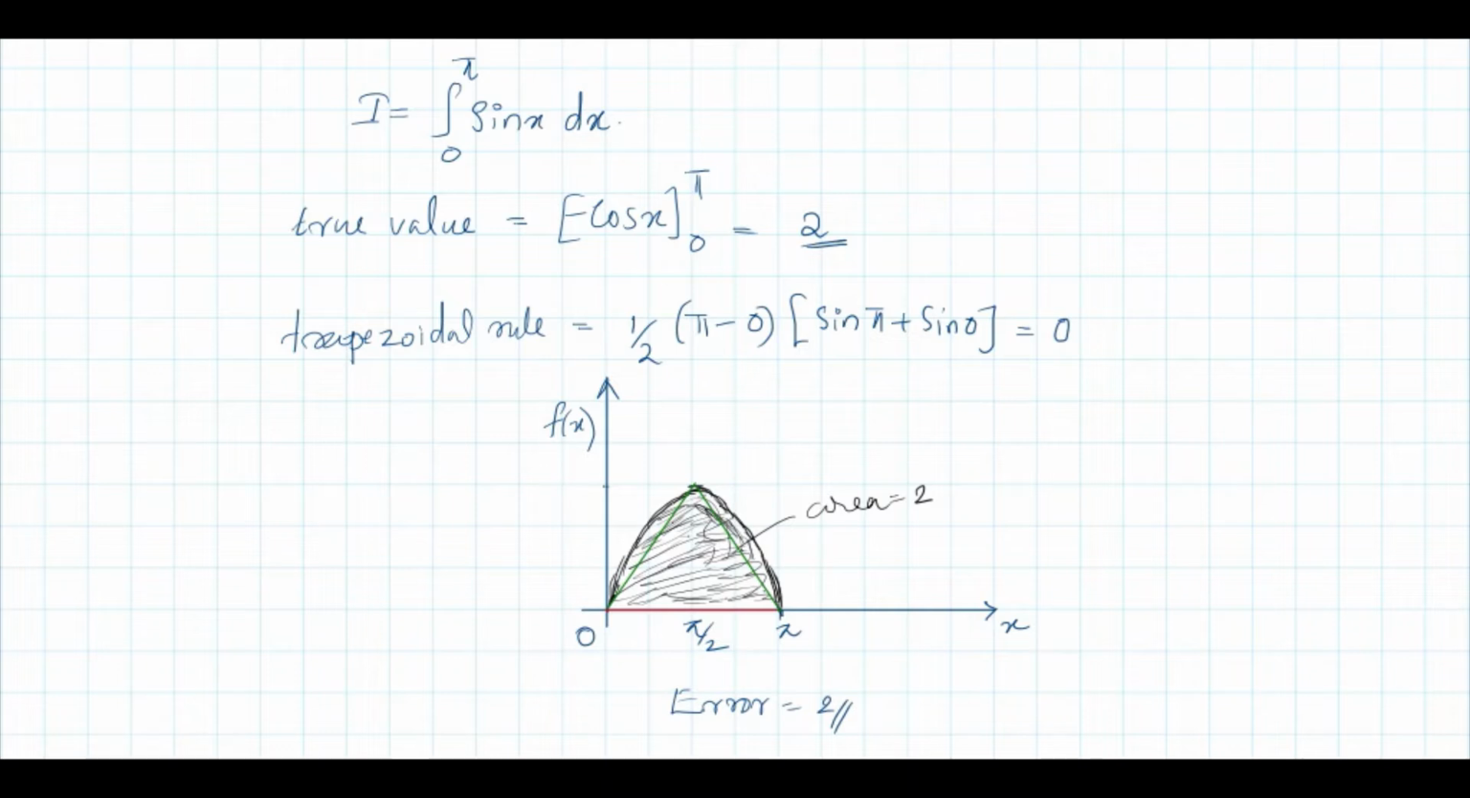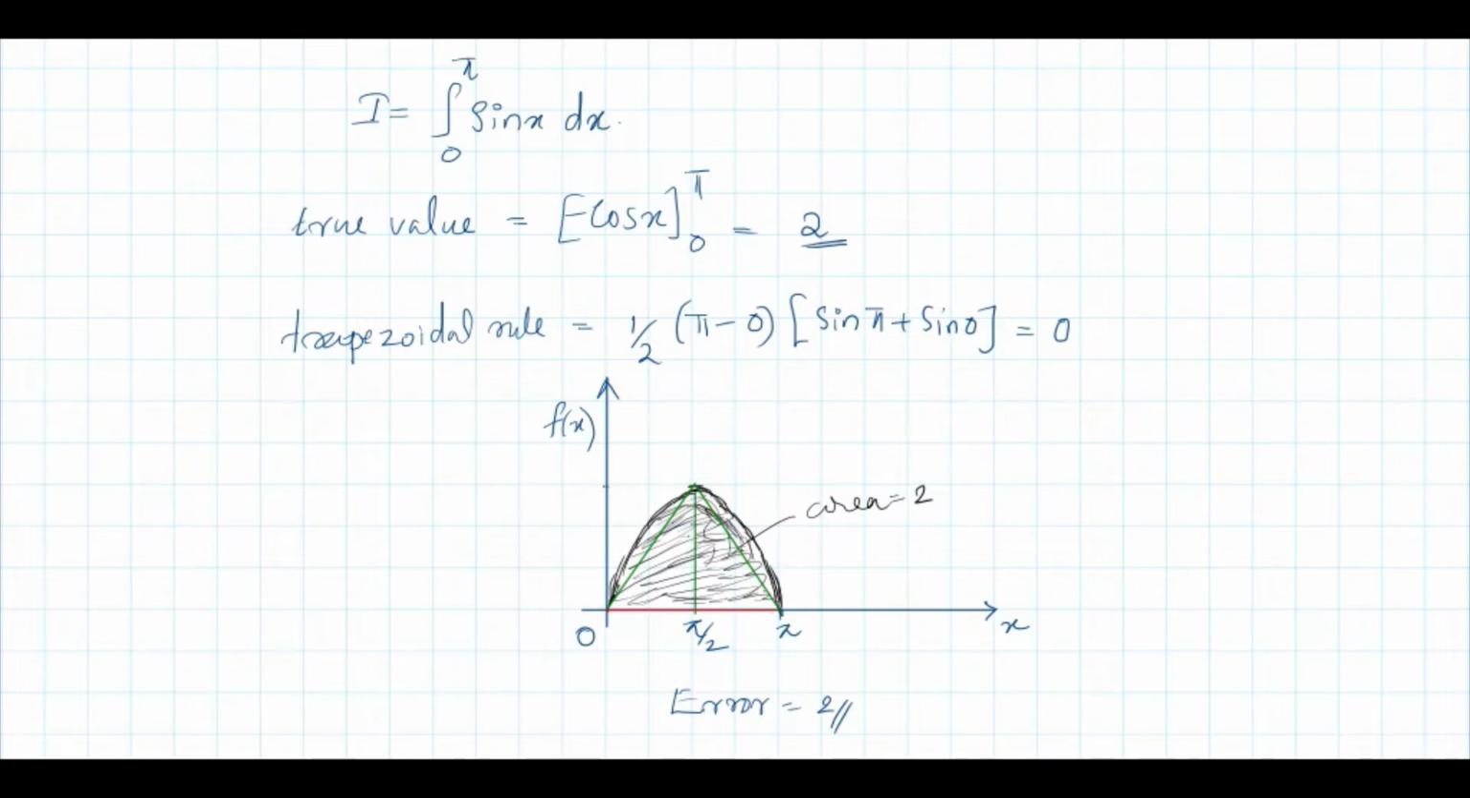From this geometrical plot, we can see why that error happens. And you can also think of a solution. How can we find a better value using trapezoidal rule? The idea is, instead of fitting a single straight line between these two limits, you first fit a straight line from 0 to pi by 2, then fit a straight line from pi by 2 to pi. Okay, then you can evaluate this area.